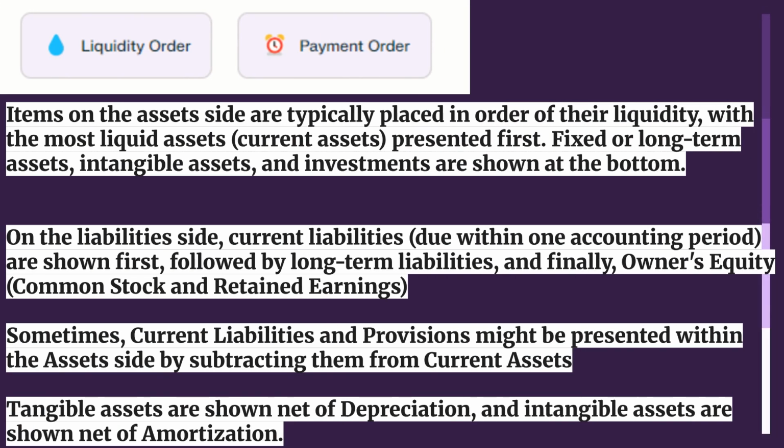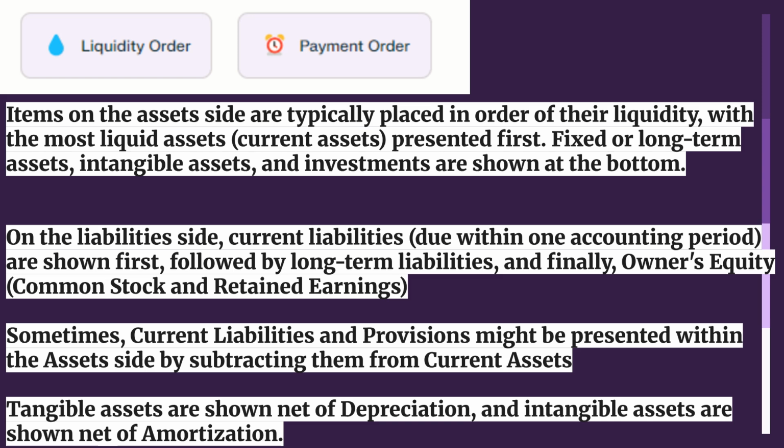Order of liquidity on the asset side is as follows. Items on the asset side are typically placed in order of their liquidity, with the most liquid assets, current assets, presented first. Fixed or long-term assets, intangible assets, and investments are shown at the bottom.